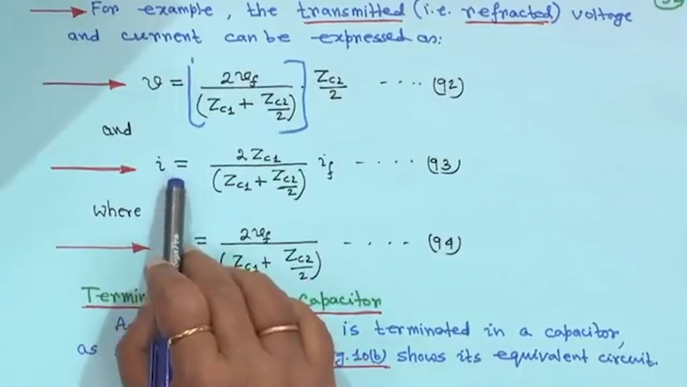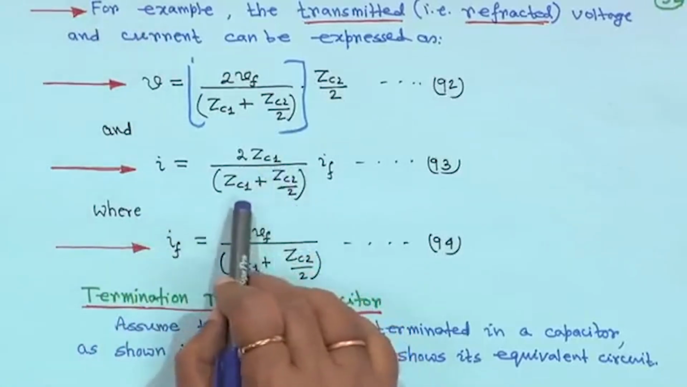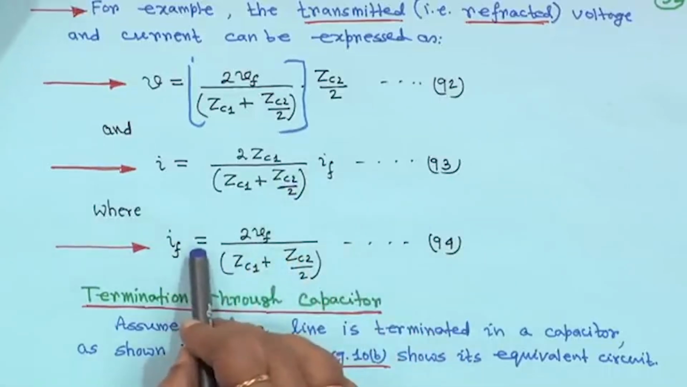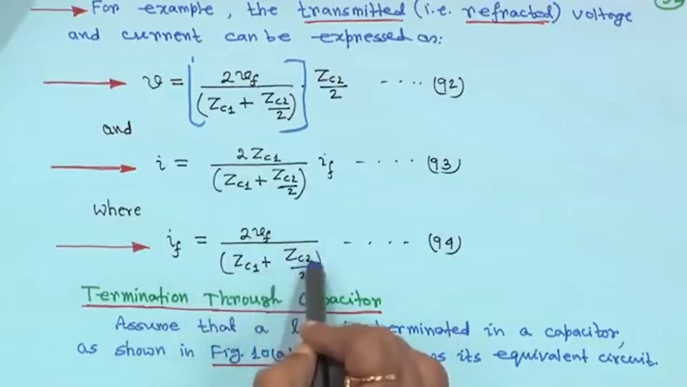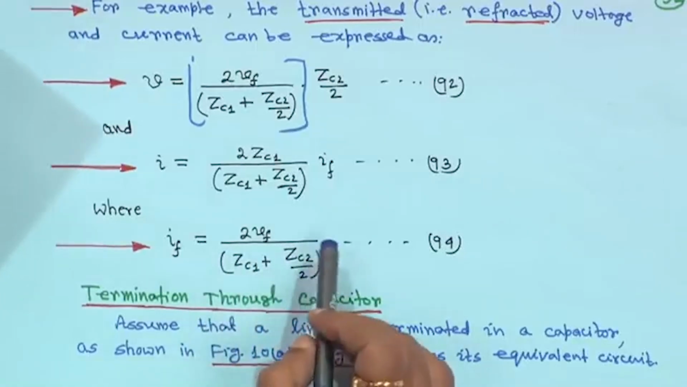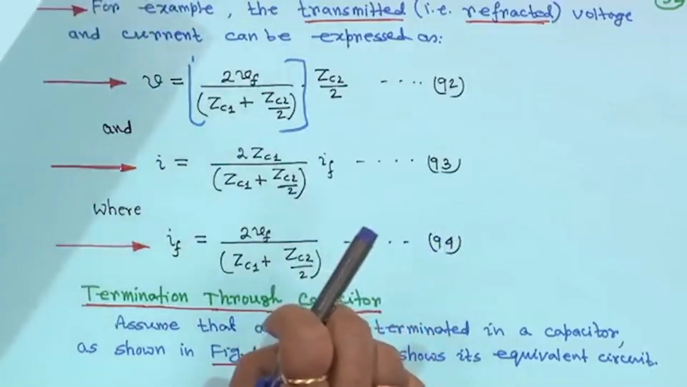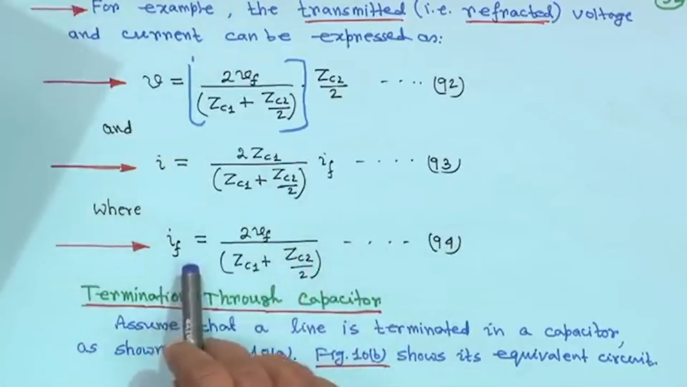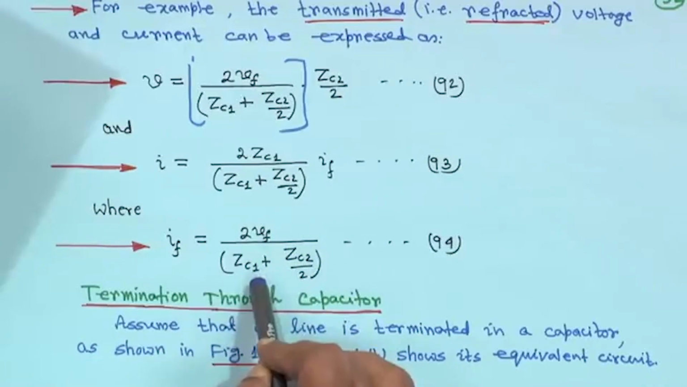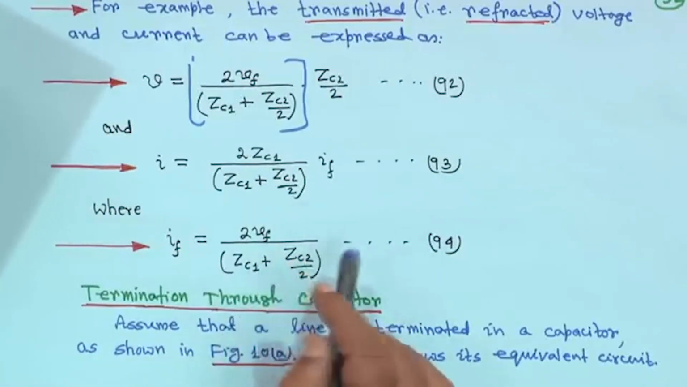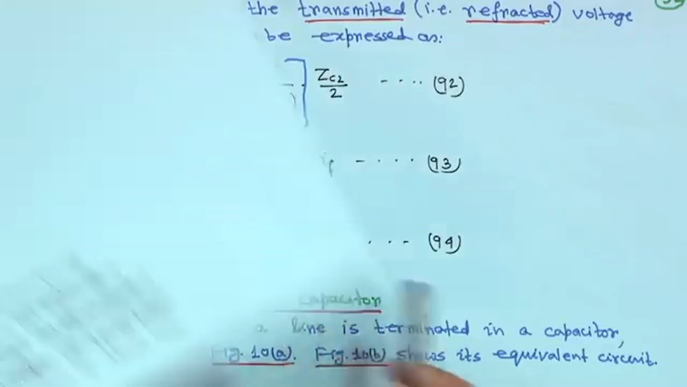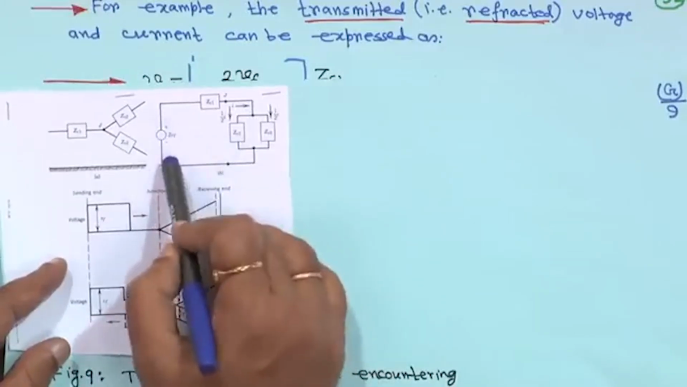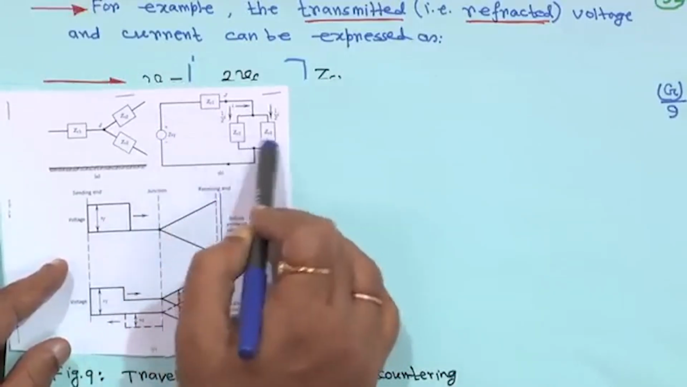Similarly, the current will be 2 Vf divided by ZC1 plus ZC2 by 2, that is If. Previously, when two lines with different characteristic impedances, overhead line or cable, were connected, we saw that If was 2 Vf upon ZC1 plus ZC2. Now this ZC2 is replaced by ZC2 by 2. That is why in this diagram If is equal to 2 Vf divided by ZC1 plus ZC2 by 2, because these two are in parallel.